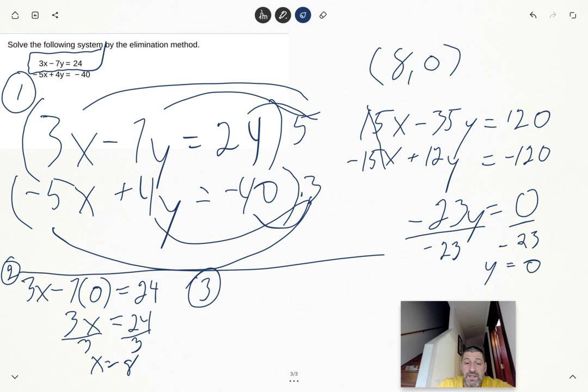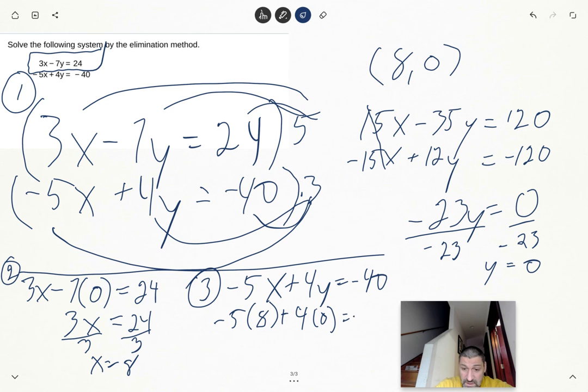So I'll use my 8 and my 0. I've got negative 5x plus 4y equals negative 40, and I'm going to plug in my x. Negative 5 times 8 plus 4 times 0 should equal negative 40. Negative 5 times 8 is negative 40. 4 times 0 is 0. And that does, in fact, check out.